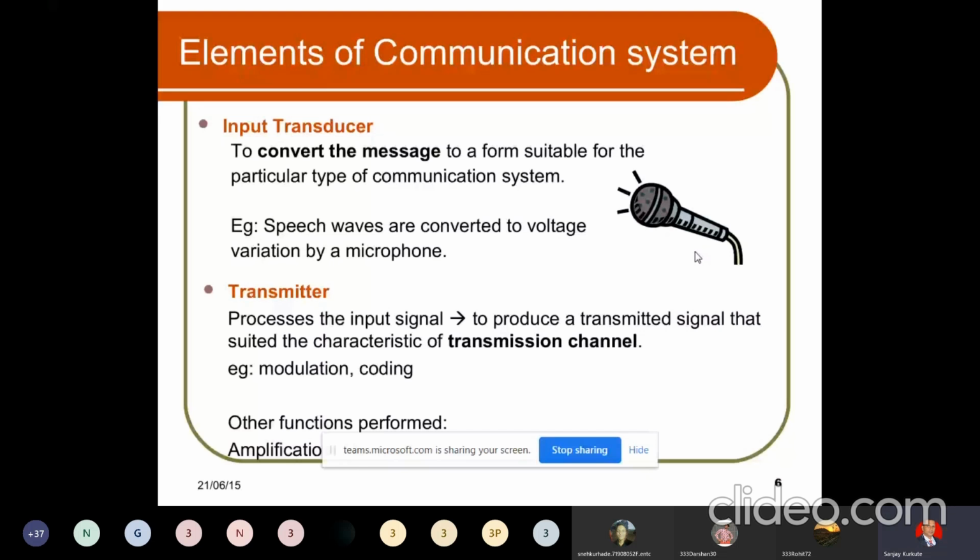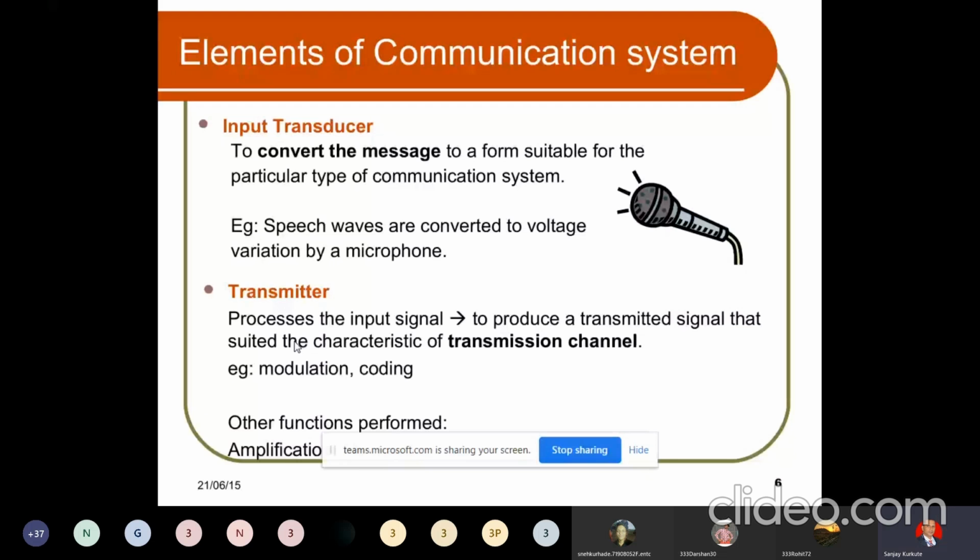Then the transmitter, this is the second block in the communication system. It processes the input signal to produce a transmitted signal that suits the characteristics of the transmission channel. What is the role of the transmitter actually? Processing of the signal for the channel. The signal should be processed to suit the channel. That is the role of the transmitter, and that we have to design.